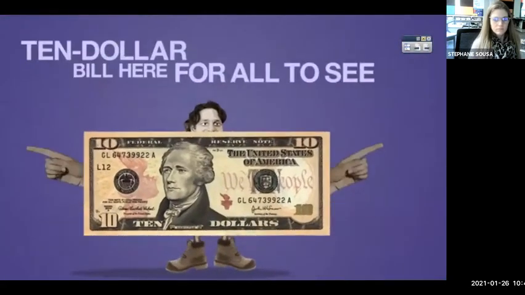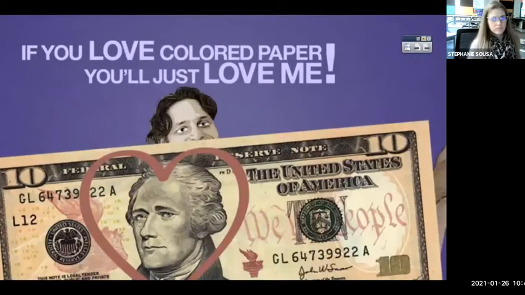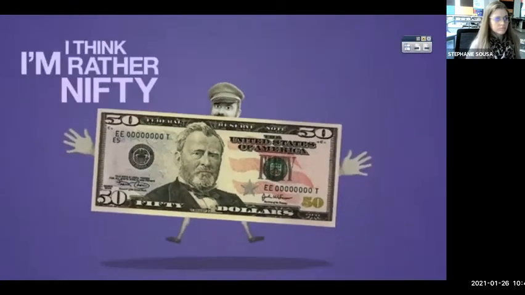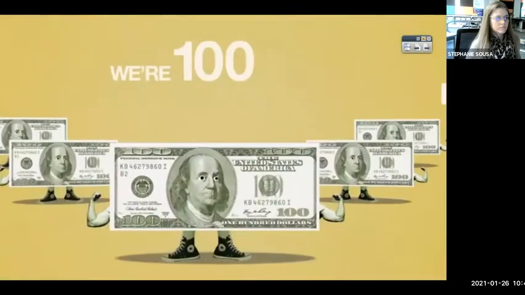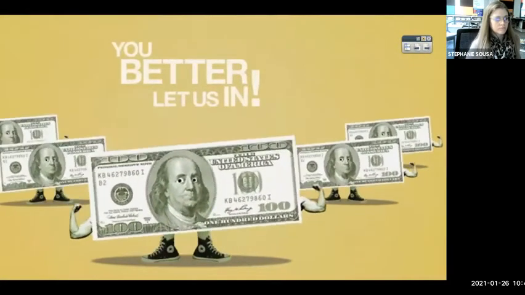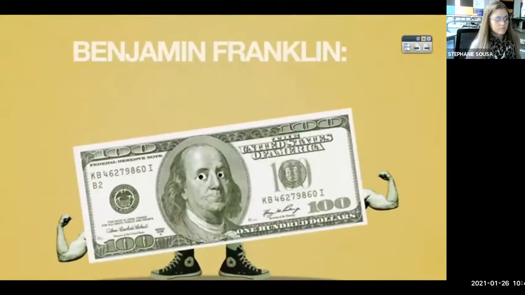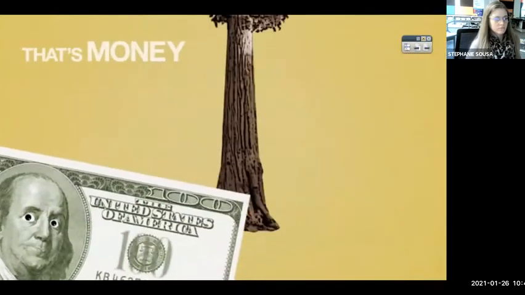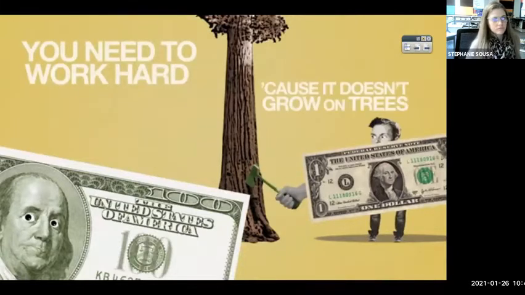$10 bill here for all to see. If you love colored paper, you just love me. Okay, enough, guys. Yeah, that's plenty. I'm worth more than y'all. I am a 20. What about me? I think I'm rather nifty. I'm not 20, kids, I'm 50. We're $100 bills, you better let us in. Don't you know it's all about the Benjamins? Benjamin Franklin, he's on my face. I'm the biggest bill in this place. Ha! That's money, but it's not funny to me. You need to work hard because it doesn't grow on trees.